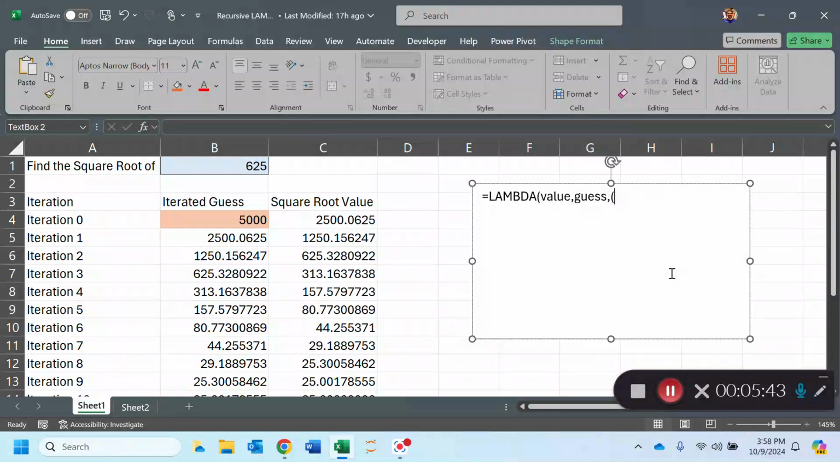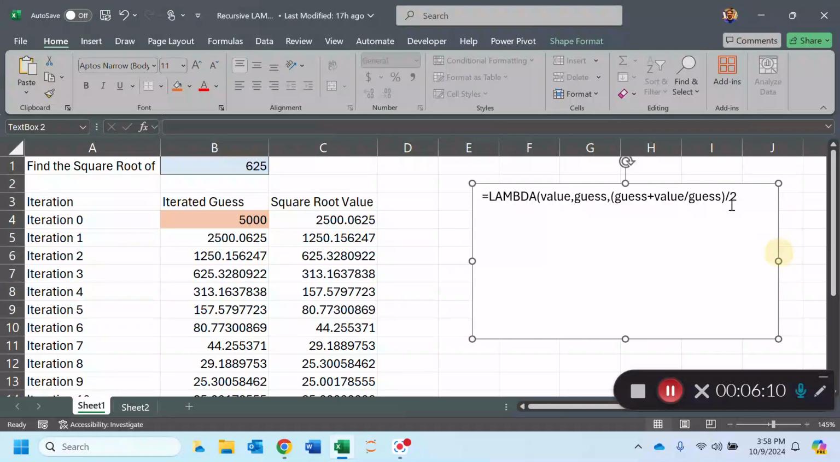And the function is that it's going to grab the guess plus the value divided by guess. Okay, then the whole thing is divided by 2. So it's the average of those two. And this is an input. This is the second input. And this part is the output. It's using the two inputs that we have. So you can create any function that you want just using this idea.